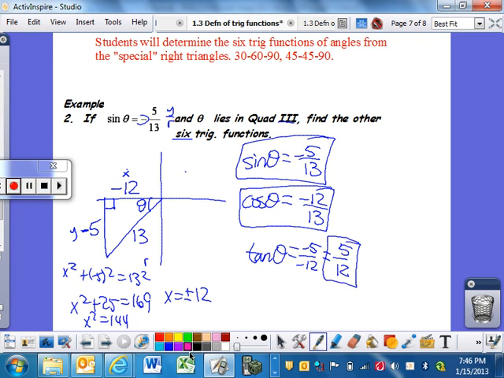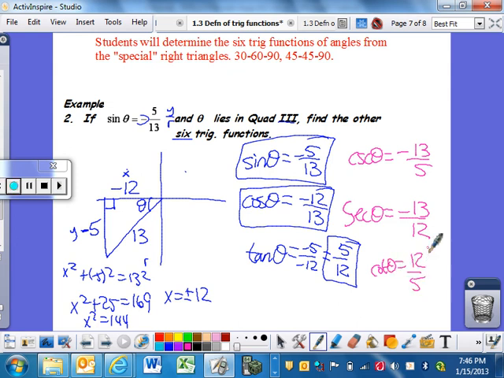And once you have the three regular normal ones, the rest of them fall into place quickly. Cosecant becomes negative 13 over 5. Secant becomes negative 13 over 12. And then your cotangent is 12 over 5. And that's how you find your 6 trig functions, given that I give you one of the trig functions with its relationships and tell you what quadrant it's going to be in.